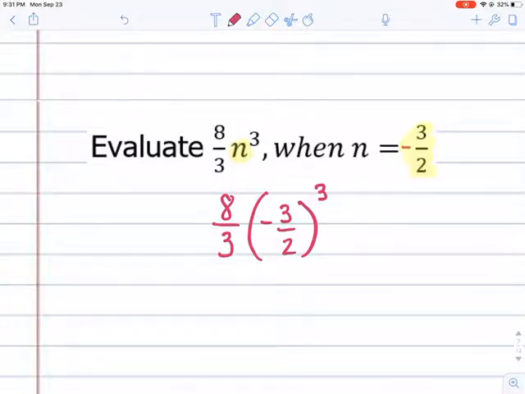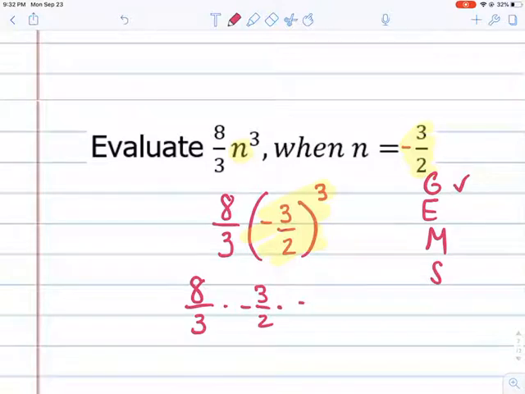You still want to follow the order of operations, so we still have to deal with that exponent of 3 before we get to the multiplying. If you want to deal with that, probably the simplest way is to just do repeated multiplication for the third power. We're going to bring down the 8/3, and then we're going to write negative 3 halves multiplied by itself 3 times. And then we're going to multiply them all together.